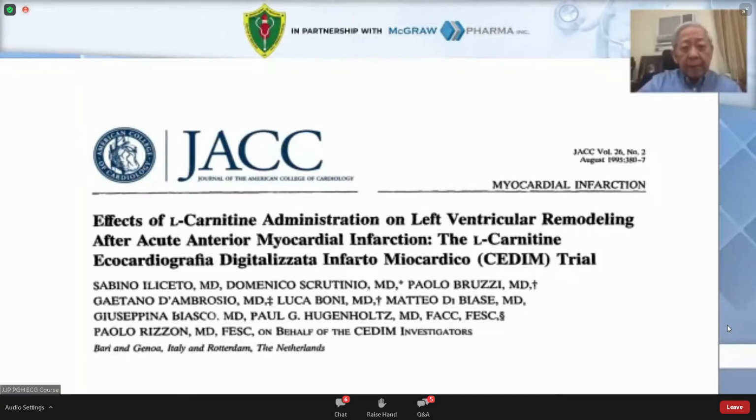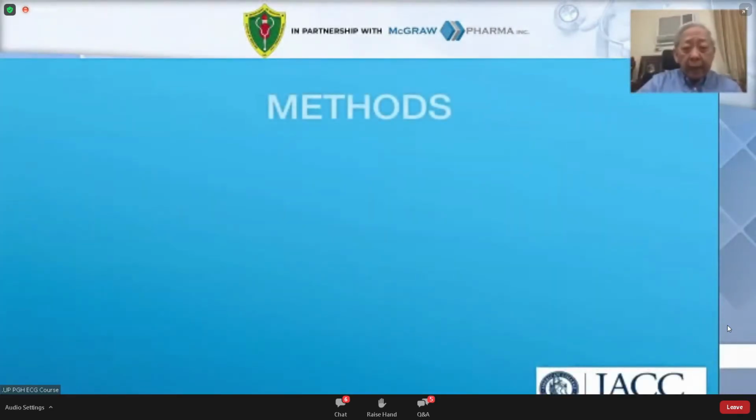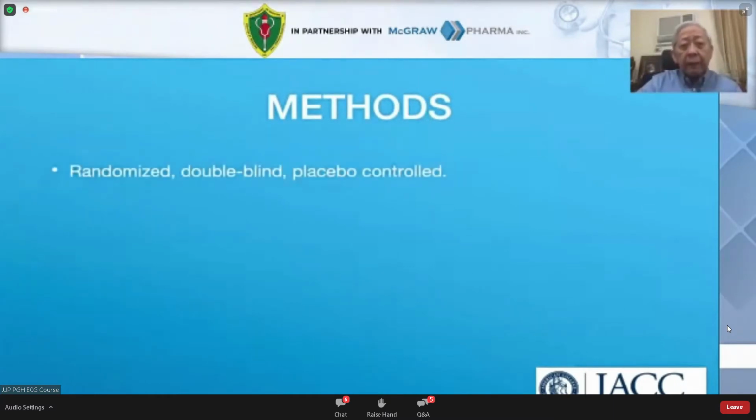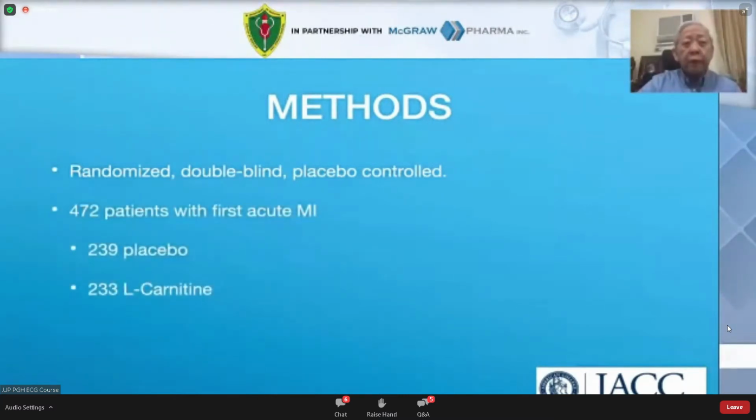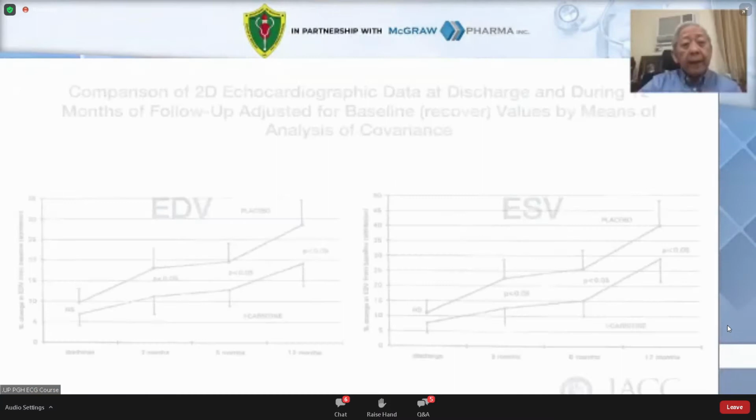The next paper is the one by Eliseto, done in Italy and in the Netherlands. This is the effects of L-carnitine administration on left ventricular remodeling after an acute anterior myocardial infarction. This is the CEDIM trial, and he followed these patients with echocardiography. This is a randomized, double-blind, placebo-controlled study with a total of 472 patients recruited. These patients had their first acute myocardial infarction, with 239 in the placebo group and 233 in the L-carnitine group.